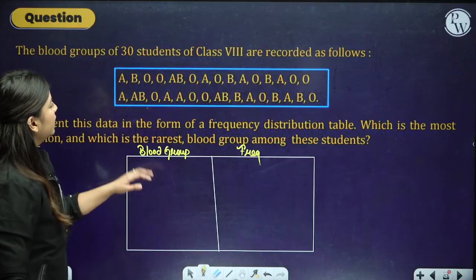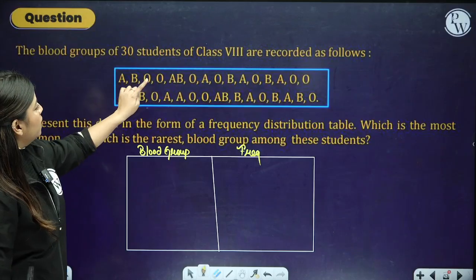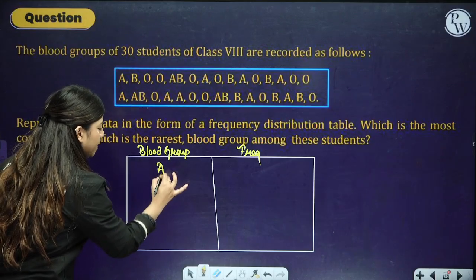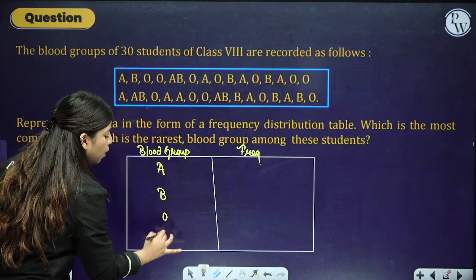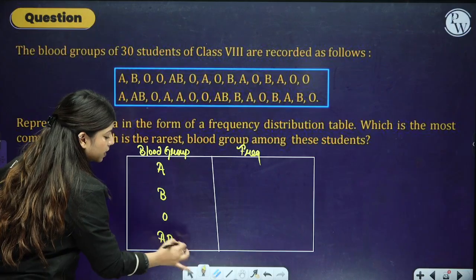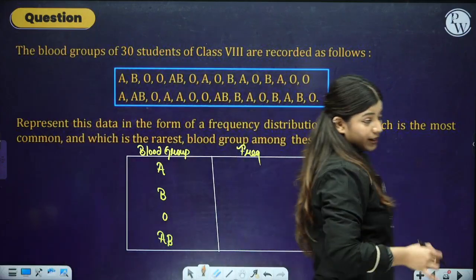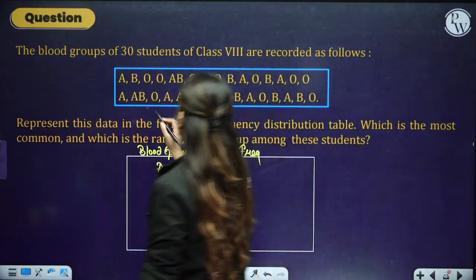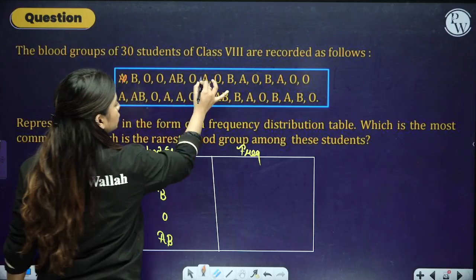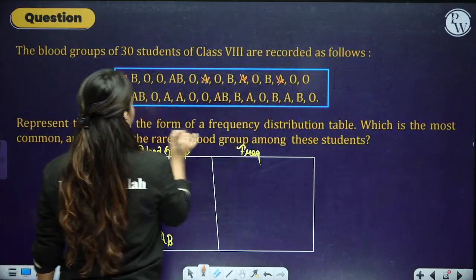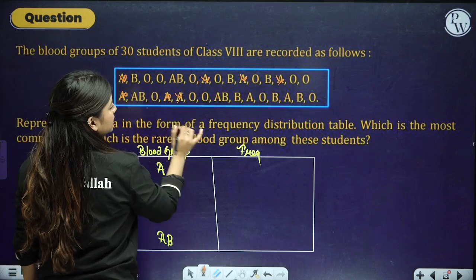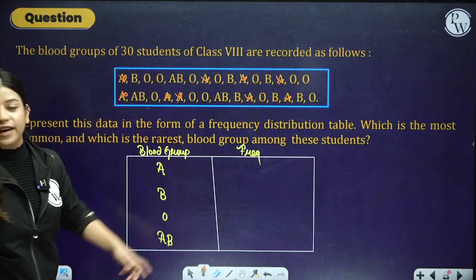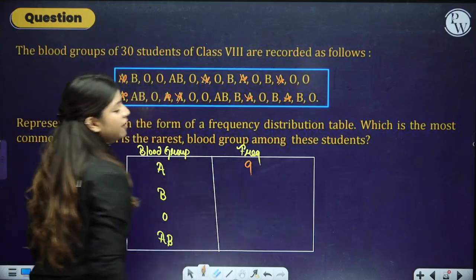Okay, now we can say there are blood groups A, B, O and AB. So 4 blood groups are there. So let's write A, B, O and AB. Now we have to check for the frequency. What does that mean? That how many people have A blood group. So 1, 2, 3, 4, 5, 6, 7, 8, 9. So how many of them have A blood group? 9 of them have A blood group.